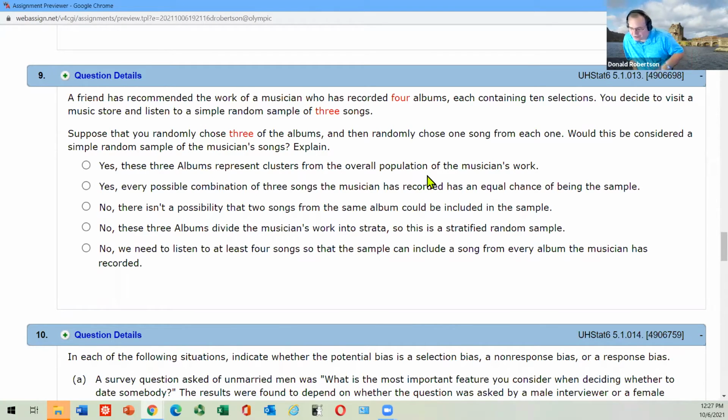Remember all those different samples we did today? It's not a simple random sample, is it? If it was a simple random sample, couldn't he actually, in some situations, pick 3 songs from the same album? Or 2 songs from one and 1 from the other? So it's not a simple random sample. So one of those answers corresponds to that.